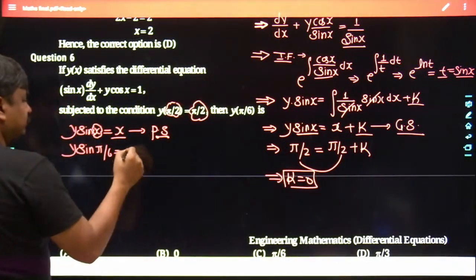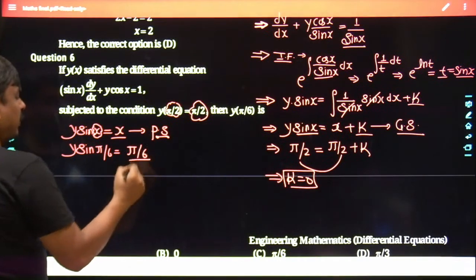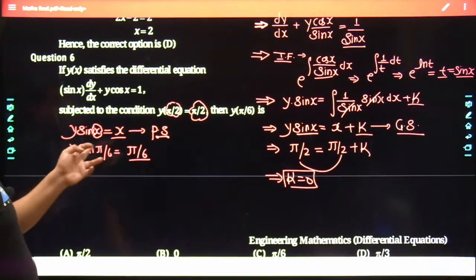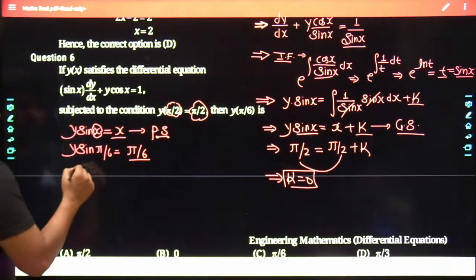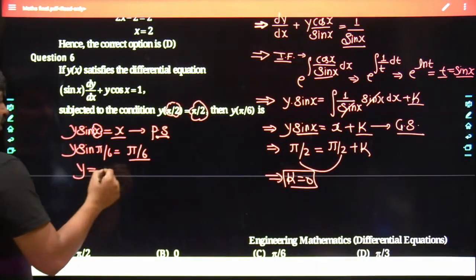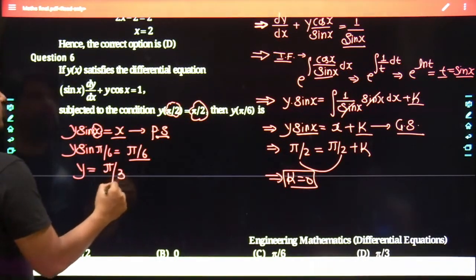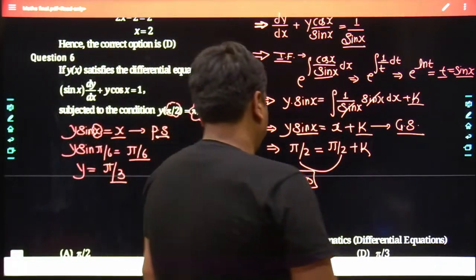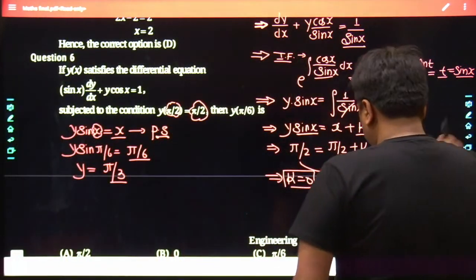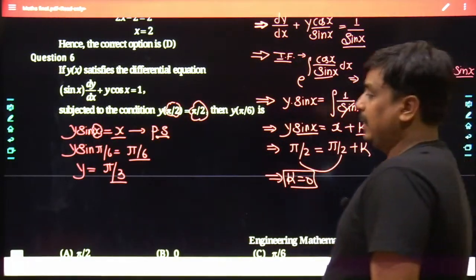So here it becomes pi by 6 times sine of pi by 6. What is the value of sine of pi by 6? It is 1 upon 2. So the value of y is 1 upon 2, and the 2 jumps to the right-hand side. The result is simply pi by 3. So the final answer for this given problem is pi by 3.